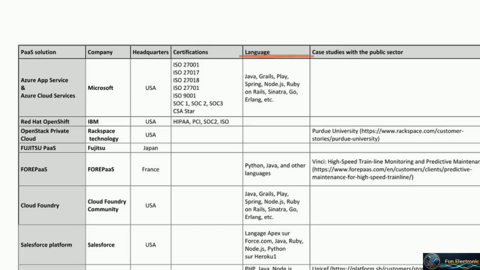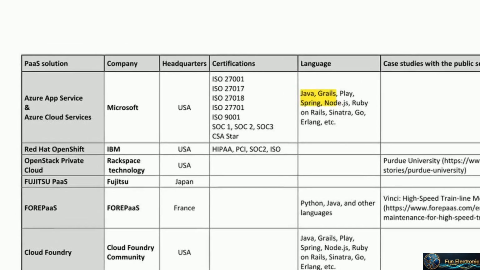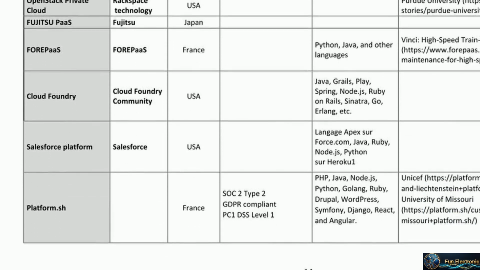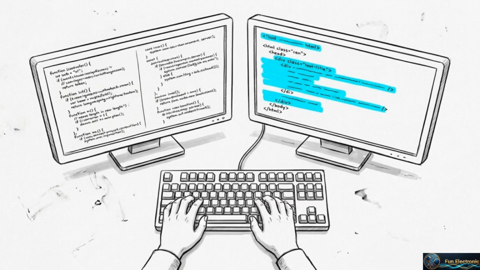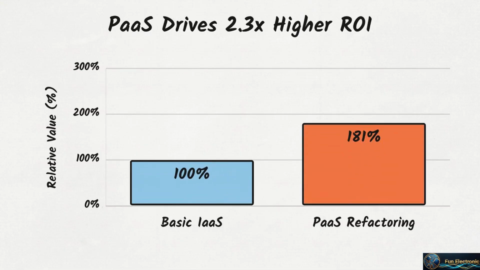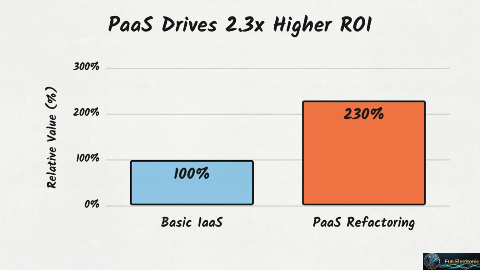This chart shows several PaaS solutions and their supported programming languages. PaaS environments are built to support diverse frameworks like Java, Ruby, Python, and Node.js, without your team ever having to install or configure the underlying server environment. Transitioning to PaaS often requires rewriting or refactoring your existing applications to fit the platform. But research shows that investment typically yields a 2.3 times long-term return on investment compared to a basic IaaS migration.